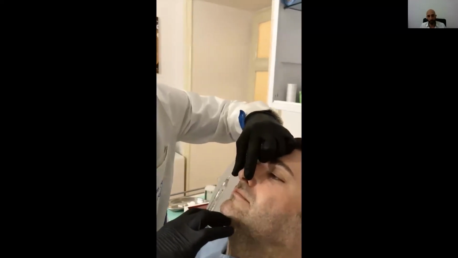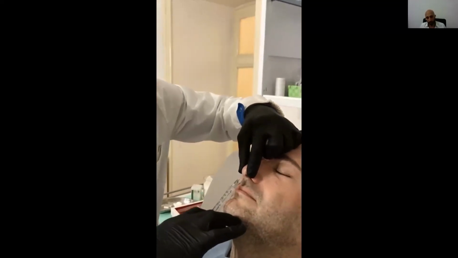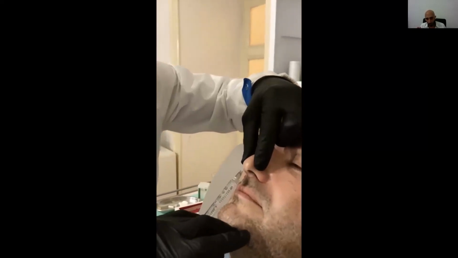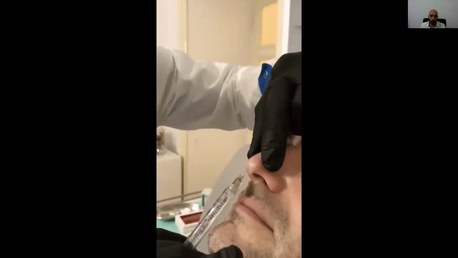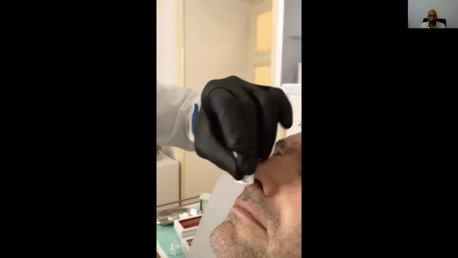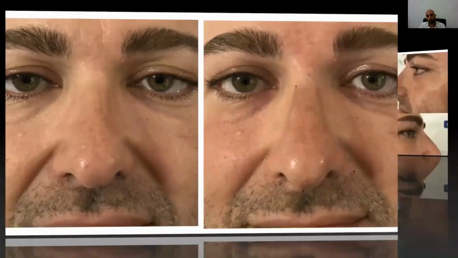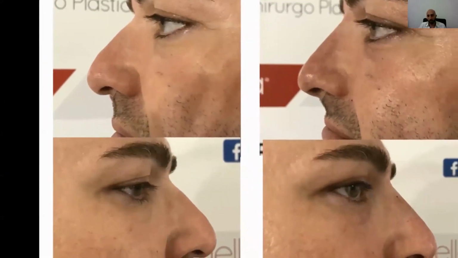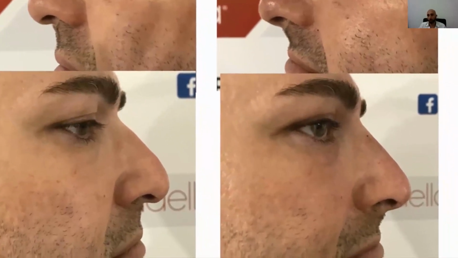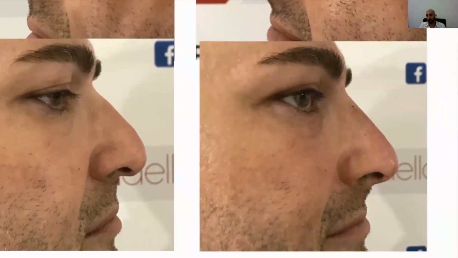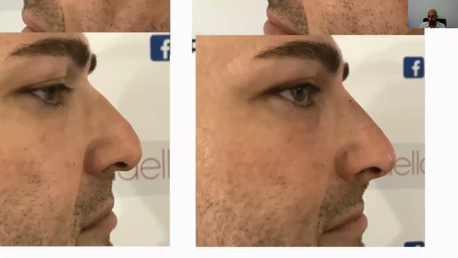And last but not the least, only tip graft, some really small boluses between the 2 domes to achieve the requested projection of the tip of the nose. And this is the result, the frontal view, and this is the result in the lateral view. So as you can see, just following a flow chart of side injection, you can really achieve good results without surgery. Thank you for your kind attention.